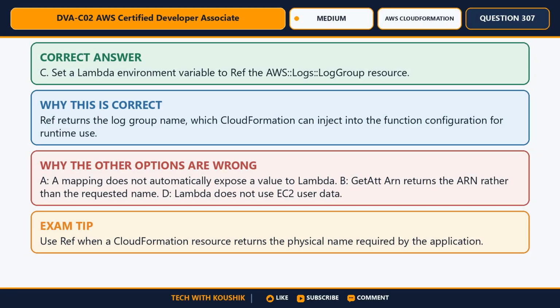The correct answer is C. Set a Lambda environment variable to Ref the AWS Logs LogGroup resource. Here is why. Ref returns the log group name, which CloudFormation can inject into the function configuration for runtime use.